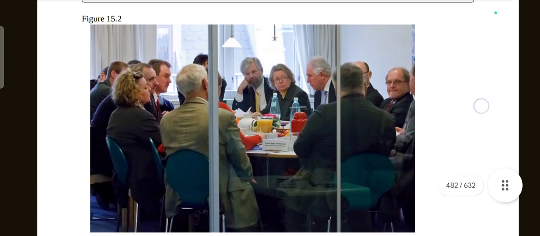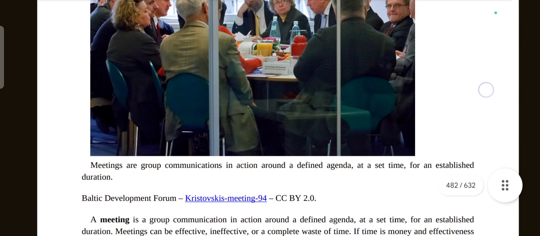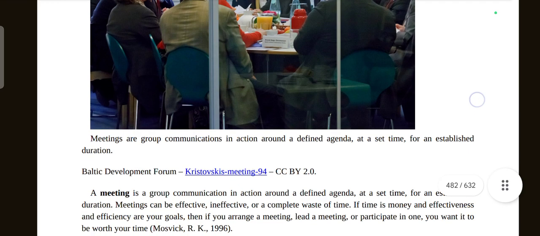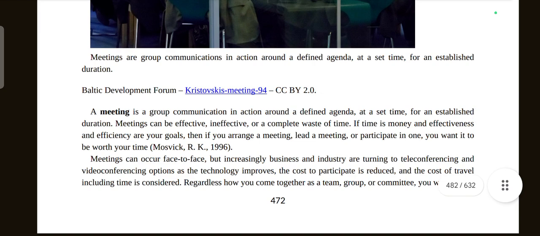So this figure 15.2 shows meetings, or group communication in action around a defined agenda at a set time for an established duration. So when we say meeting, it is a group communication in action around a defined agenda at a set time for an established duration. It can be effective, it can also be ineffective, or it can be a complete waste of time.